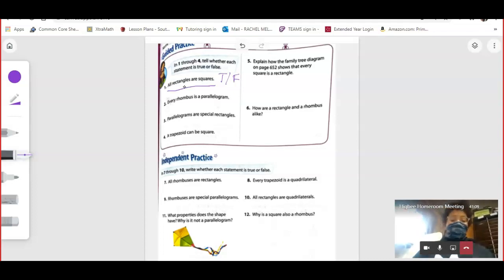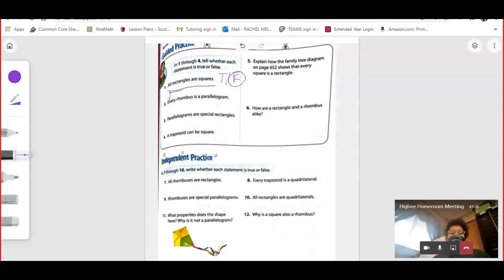Okay, so look at your definitions. What's the definition of a rectangle? Okay, what's the definition of a square? A rectangle with all sides the same length. Okay, so I'm going to say that this is a false statement. Not all rectangles are squares.